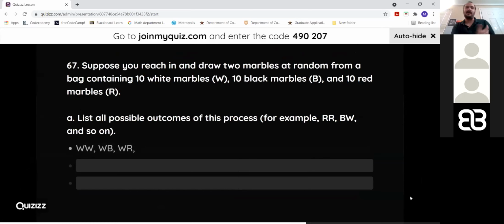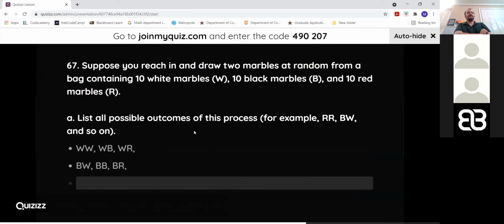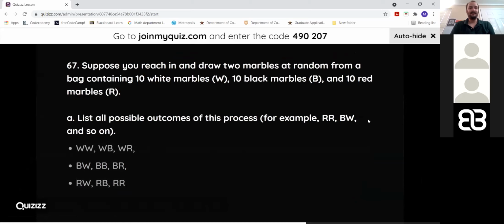I want to think about everything where white is first. White, black, white, red. Next, I want to think about everything where black is first. So I go black, white, black, red. WBR is my pattern. And now I want to think about everything where red is first. So I do what? Red, white, red, black, red, red.